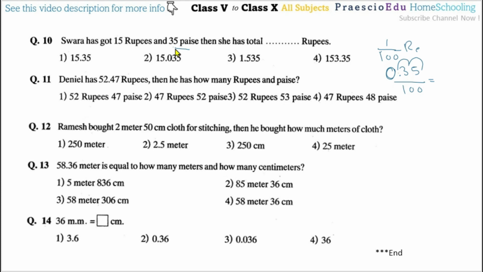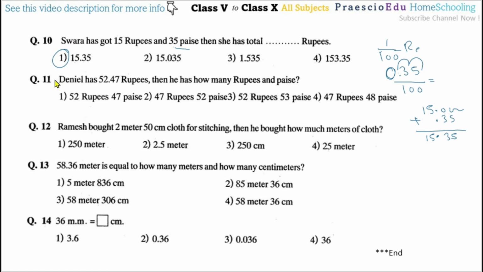Then 15 rupees, so 15.000 plus 0.35 we can add. This 35 is as it is and this 15 as it is, so it means 15.35 rupees. So 15.35 means option number 1 is correct.